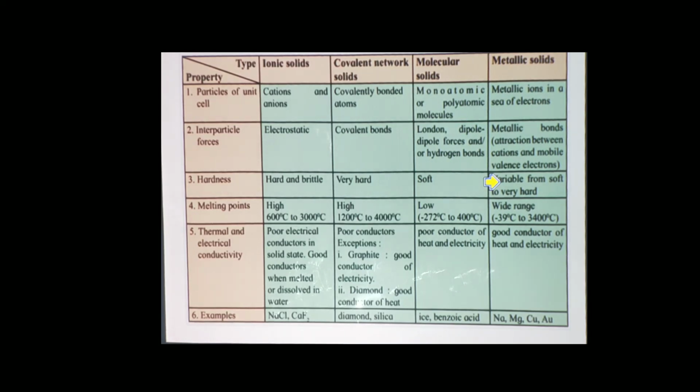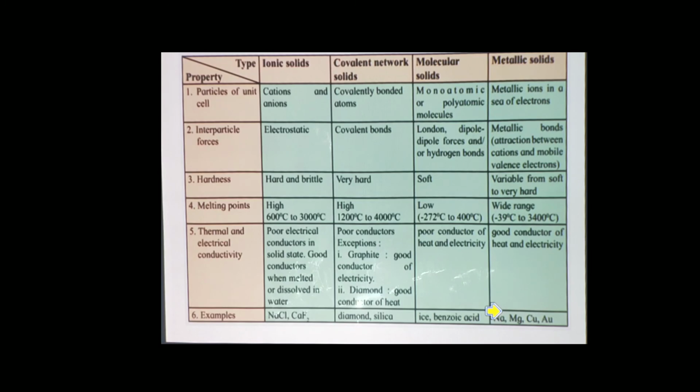Melting point of this compound has a wide range, which is between minus 39 degrees Celsius to about 3400 degrees Celsius. All metallic solids are good conductors of heat as well as electricity, and examples of metallic solids are metals like sodium, magnesium, copper, silver, gold, etc.